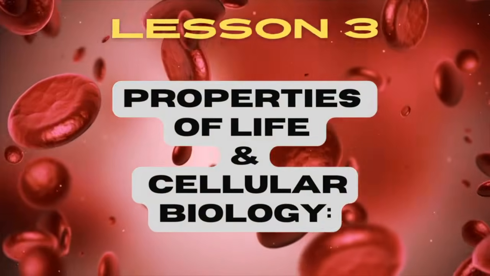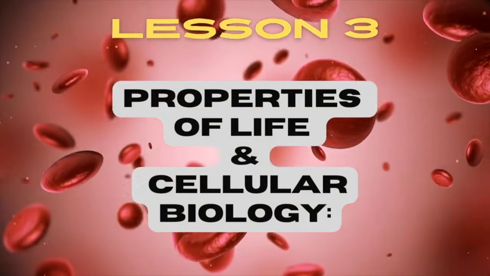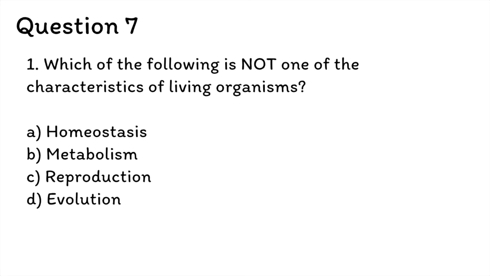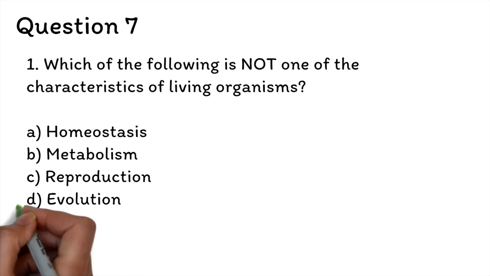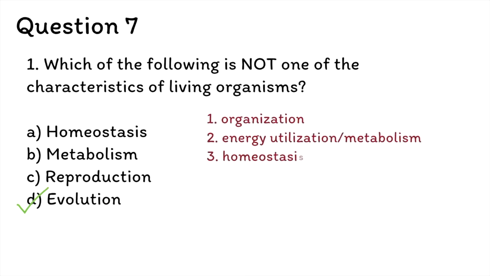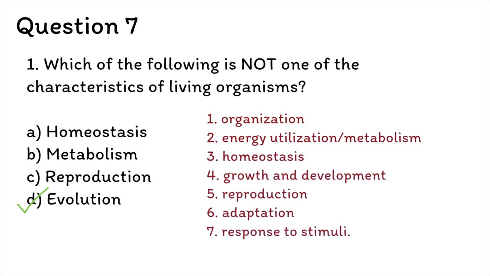Lesson 3. Properties of life and cellular biology. Question 7. Which of the following is not one of the characteristics of living organisms? A. Homeostasis. B. Metabolism. C. Reproduction. D. Evolution. The correct answer is evolution. The 7 characteristics are organization, energy utilization, homeostasis, growth and development, reproduction, adaptation, and response to stimuli. Check out UltimateGED.com for more on this.